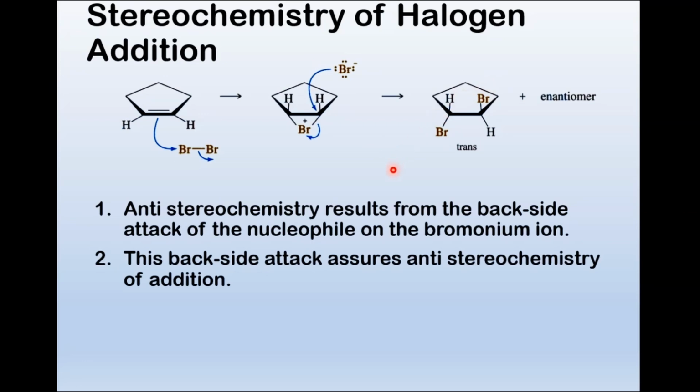So we get a trans dibromide, like 1,2-dibromocyclopentane. And it says plus the enantiomer. That's like instead of attacking here, if it attacked right here, we'd get the mirror image of this thing. So if it attacks here, we get this one. Notice that moves over and it's down. This one attacked here, this would move over and still be down, and then we'd have bromine here and bromine there. That would be the enantiomer.